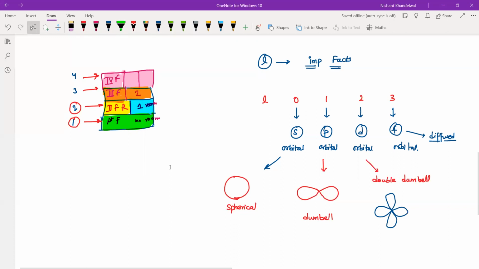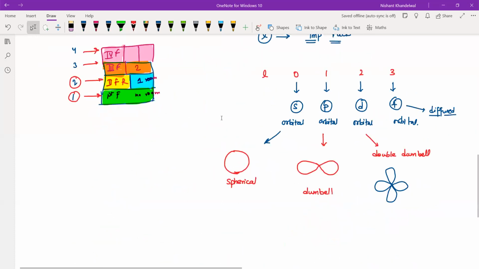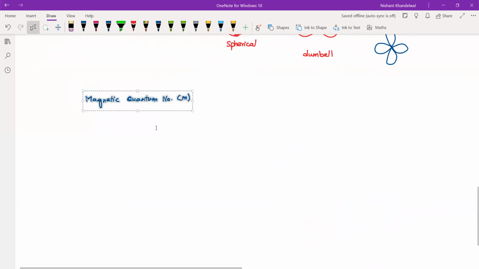there is another parameter, the third quantum number, which is again very, very important. The third parameter is known as the magnetic quantum number, and it is denoted by small m. We will take it downwards. So the magnetic quantum number, the third parameter. Why are we going to study this?